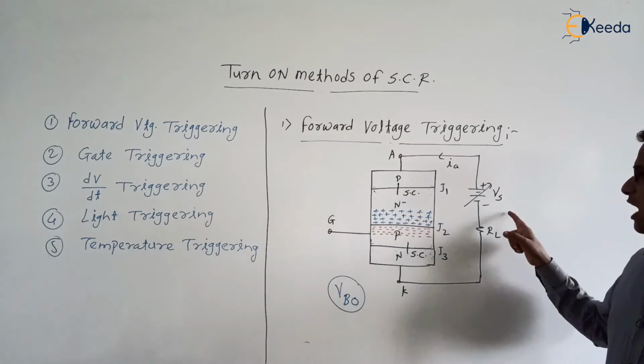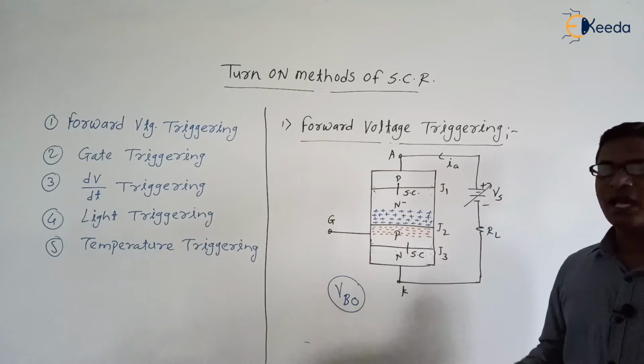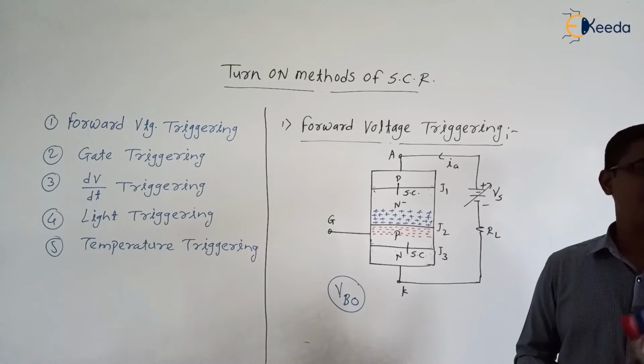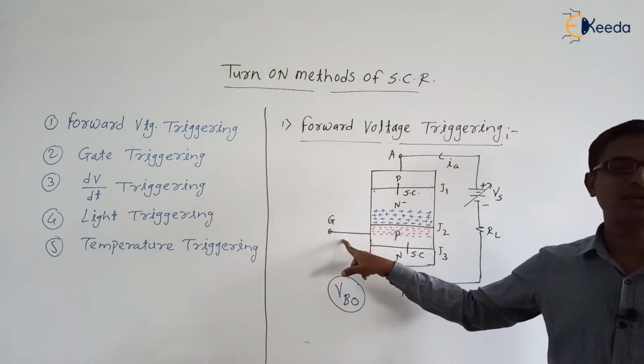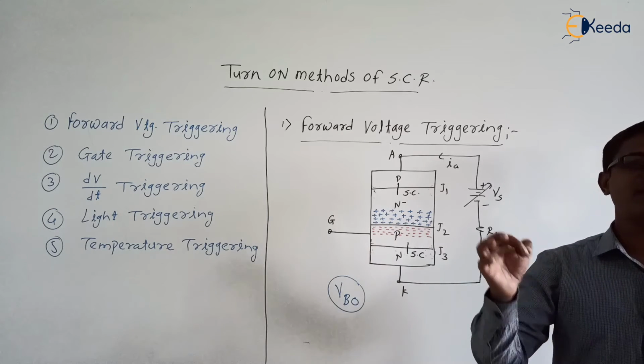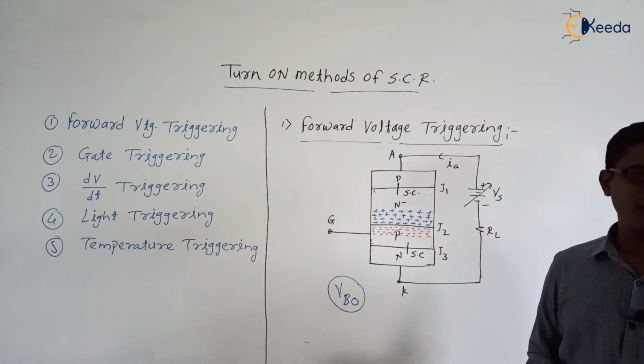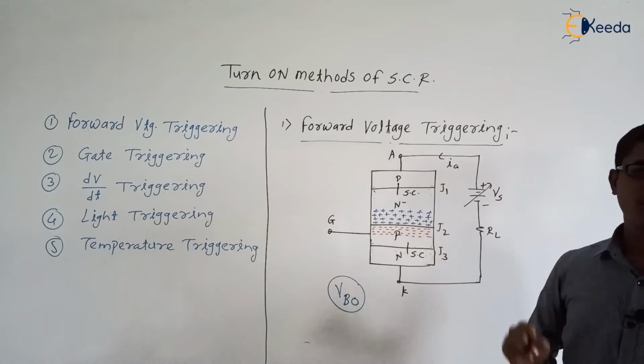We need to maintain a high value of the forward voltage across the anode and cathode of the SCR. An important point to be noted: in the forward voltage triggering, the gate circuit, or the gate cathode circuit, is kept open. Are you getting the point? So this is about the forward voltage triggering.